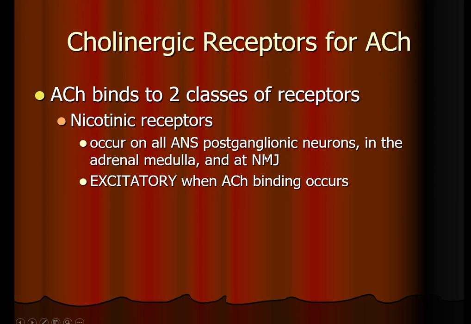Acetylcholine binds to two classes of receptors. Nicotinic receptors occur on all autonomic nervous system postganglionic neurons. That's what I just put right here. Where else have we seen that we're going to have a nicotinic receptor? Last unit. Nicotinic receptors are going to be found at all neuromuscular junctions because we used acetylcholine and it was excitatory. Okay? Nicotinic receptors are excitatory when acetylcholine binding occurs.